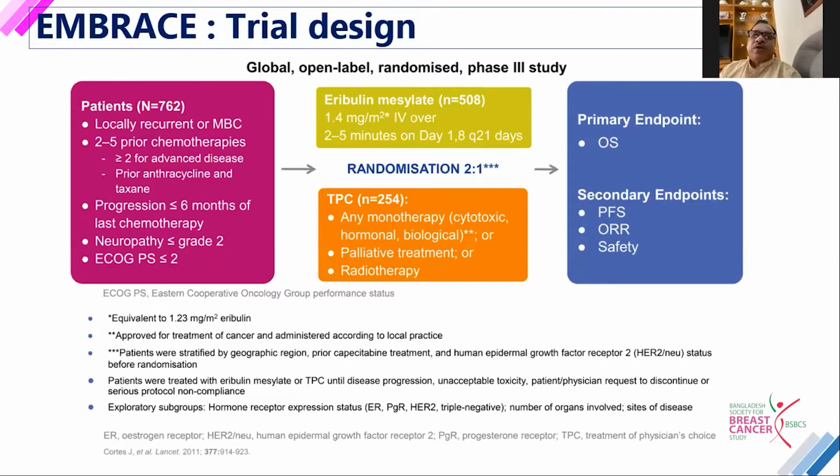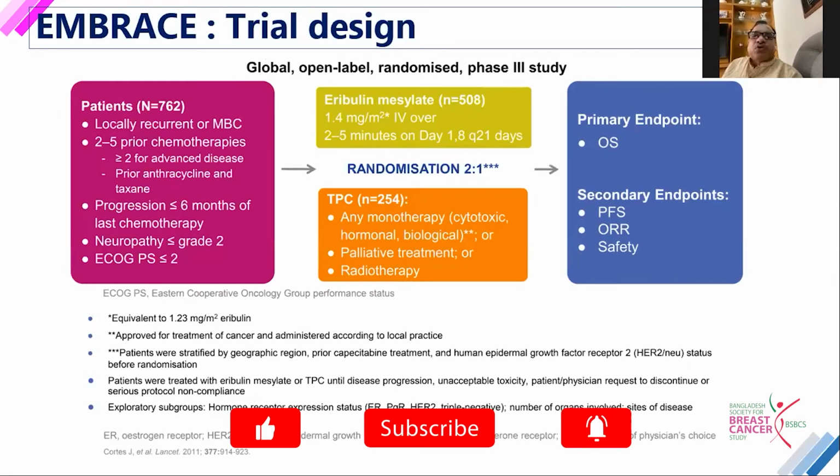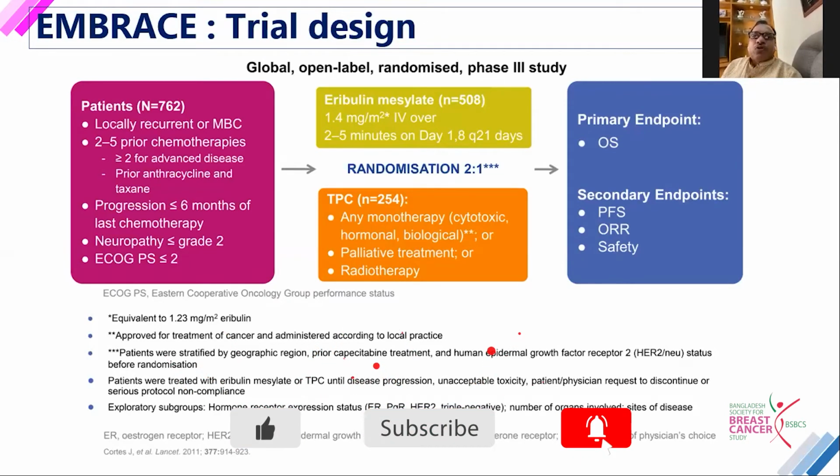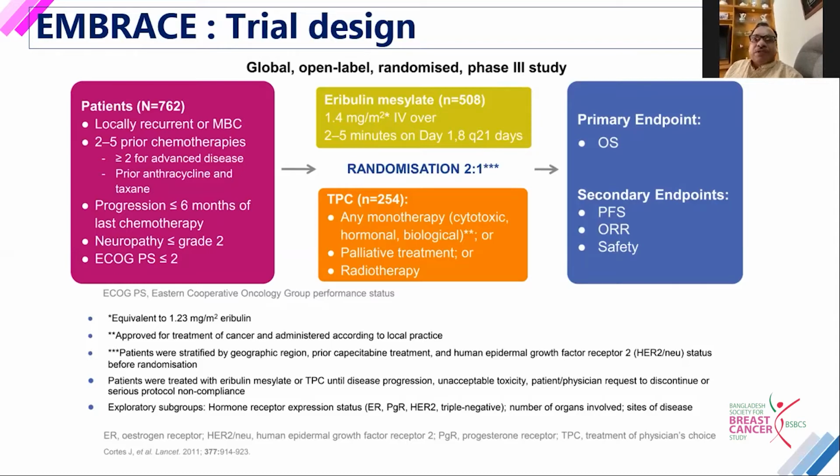In one arm, Eribulin Mesylate, the number of patients was 508, and the treatment of patient choice arm had 254. That is a 2:1 protocol. Eribulin was used at 1.4 mg per meter square IV over 2 to 5 minutes on day 1 and day 8, at 21-day intervals. The treatment of patient choice was any monotherapy, any chemotherapy, any hormonal therapy, any biological therapy, any radiotherapy.